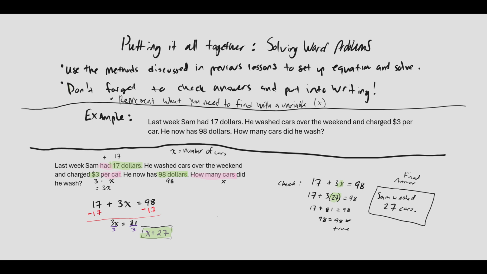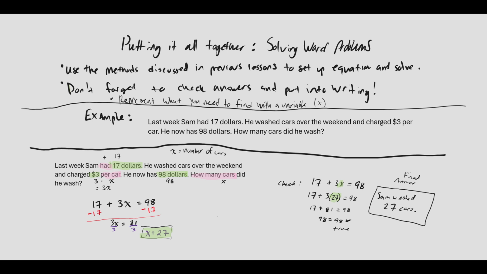He washed cars over the weekend, charged $3 per car. He now has $98. How many cars did he wash? First, I highlight my numbers, $17, $3, and $98. Then I underline or highlight the operative words. I have had, which means he had a positive amount. We have per car, per means multiply.